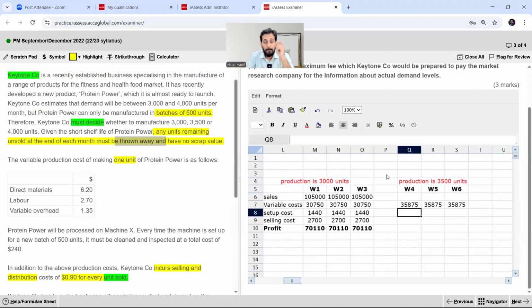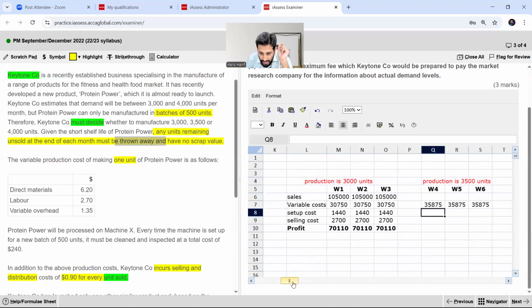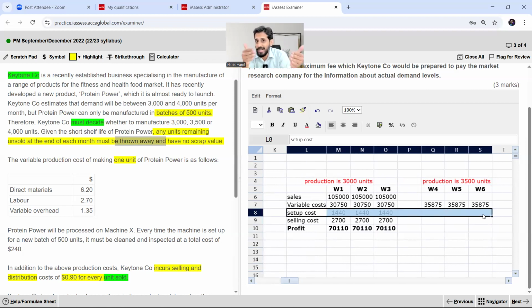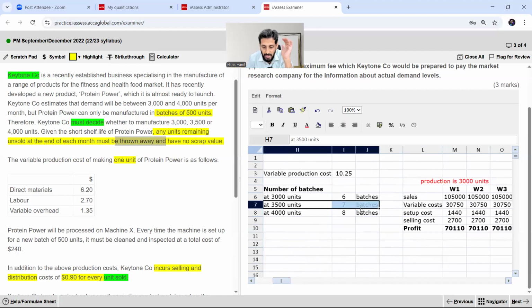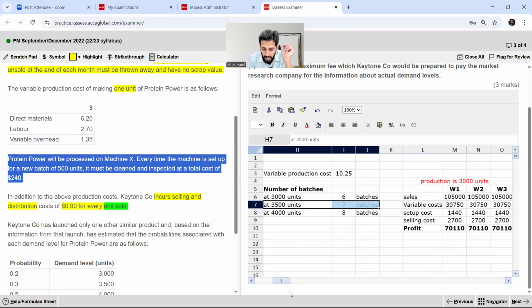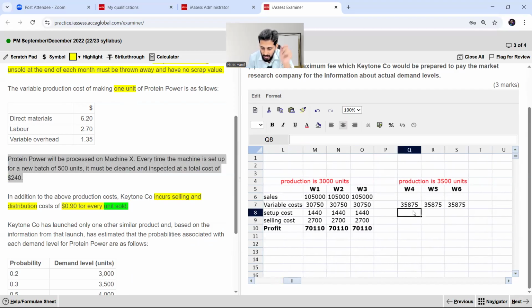Now the simple point is that there is yet another cost, that is setup cost. Please see that this is the setup cost as well. What is the setup cost? Setup cost is based on the number of batches. So how many batches are there? 7 batches for 3500 units, and the per batch cost is 240. See on the left side of the screen, right? So for 3500, it is equal to 7 batches multiplied by 240, and it is going to be the same over here. But the selling cost would be different, because the selling cost is based on how many units you have sold.